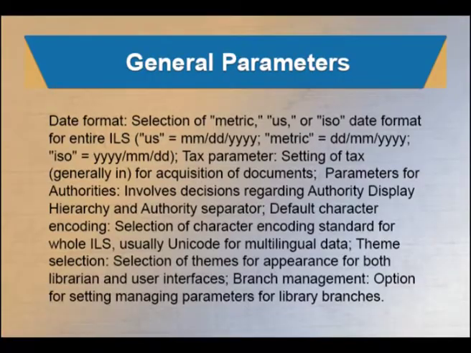Then the next important thing is branch management. If you are running a group of libraries with independent branches located in different places, you need to define what the branches are, what their circulation rules are, what their item types are, and the privileges of library staff who can handle different branch related activities. So these are the general parameters you need to take into account.